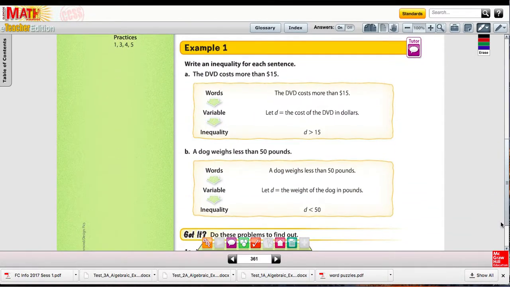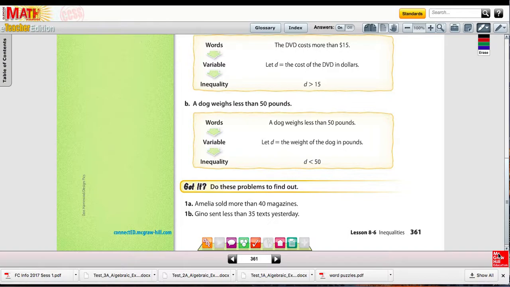For example 1, we're just writing inequalities from words. For 1a, Amelia sold more than 40 magazines. If you want to put M for magazines or X for magazines, I don't care what variable you use, but she sold more than 40. So M is greater than 40. For 1b, Gino sent less than 35 texts yesterday. So his texts, T, were less than 35. Just so you know, you could also write this as 40 is less than M, or 35 is greater than T. Sometimes those are flipped around. Just know that you can do that.